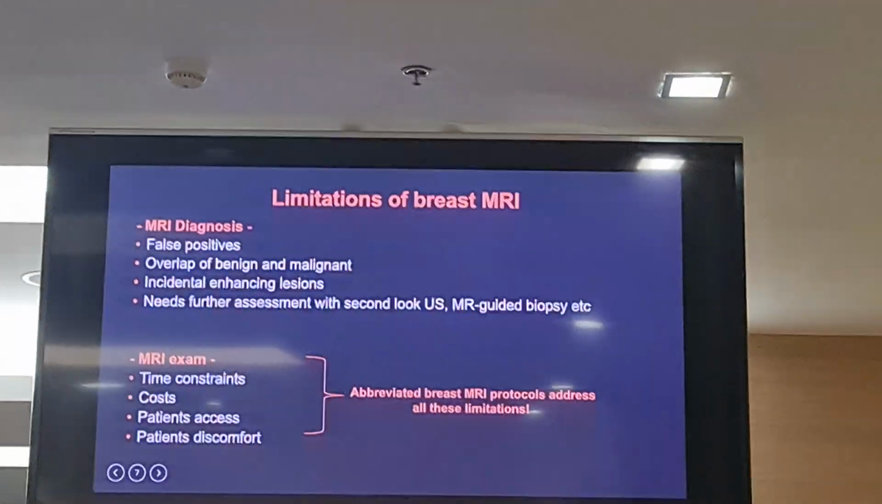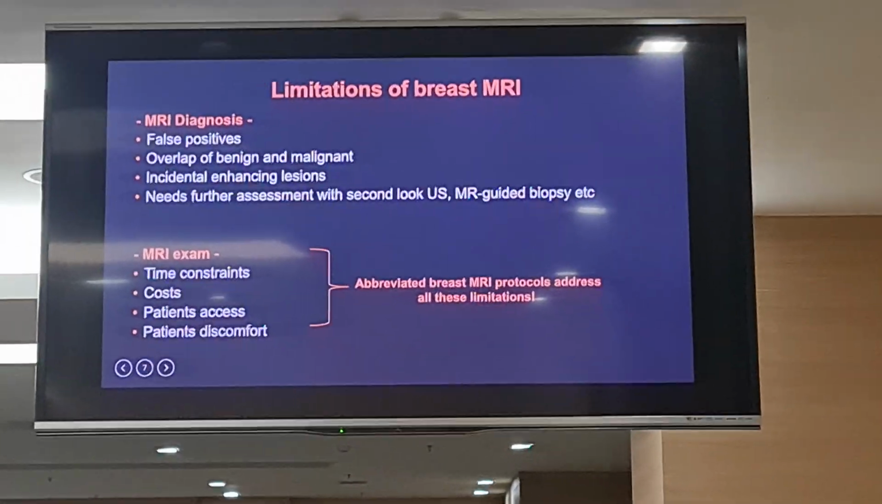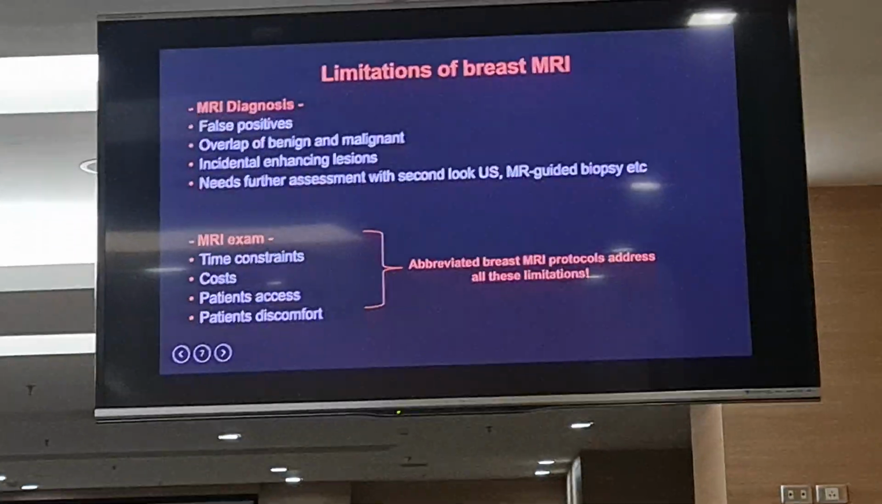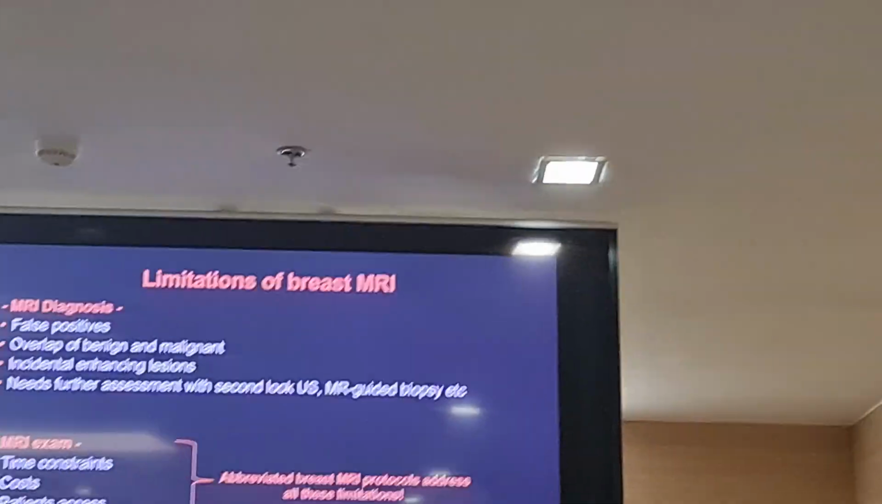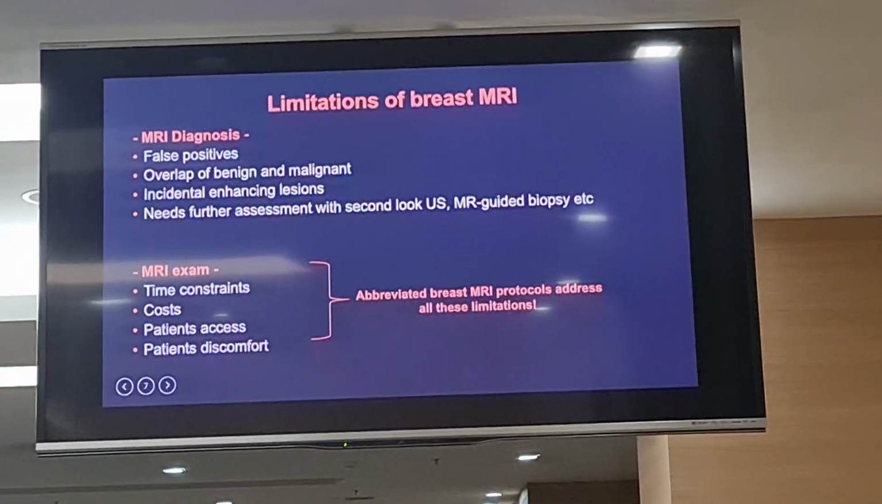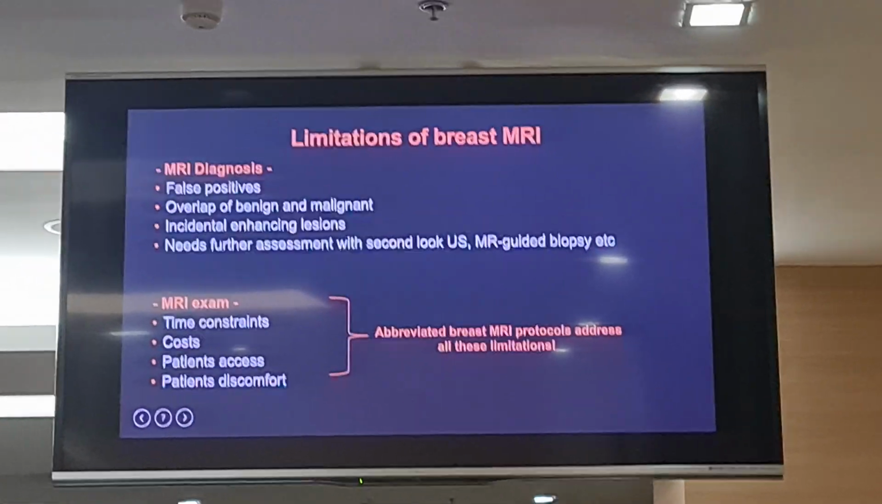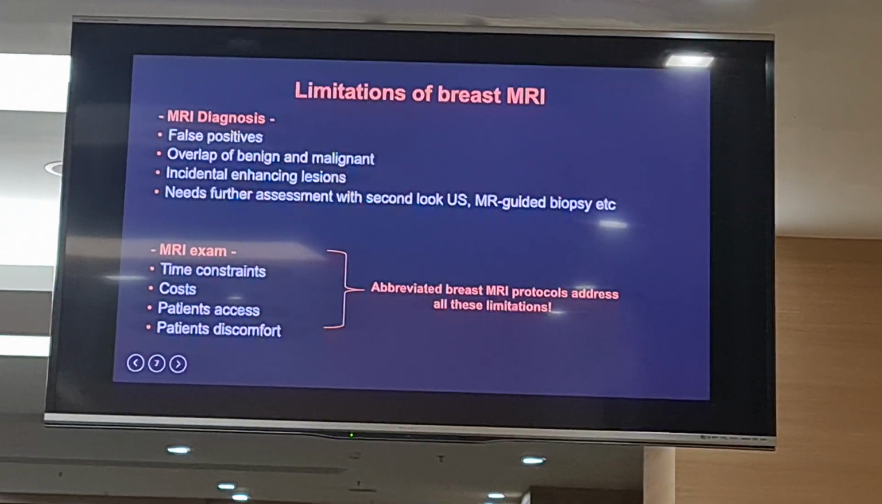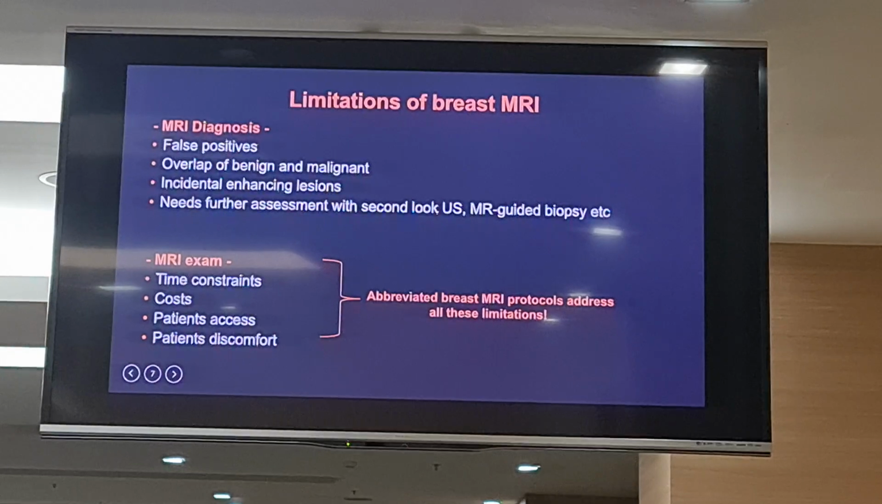Institution of breast MRI. Because this is very important for a new technique to be incorporated into clinical practice, we need to think about what's missing, what's the limitation of the current modality. So this is the limitation of breast MRI.